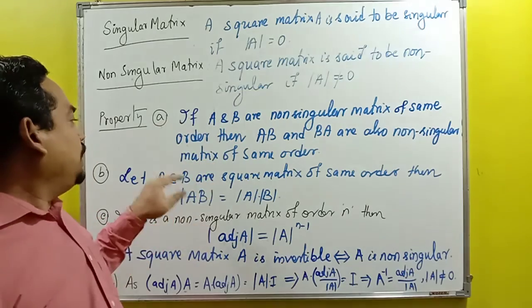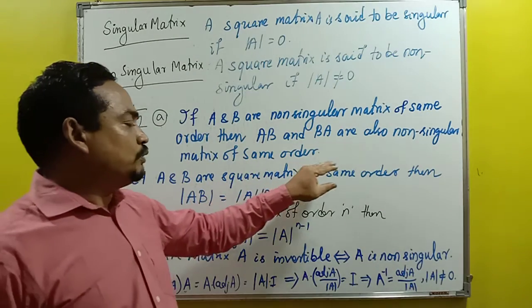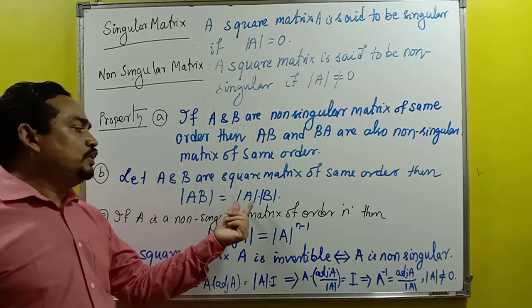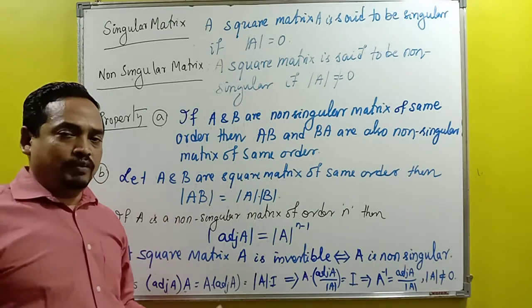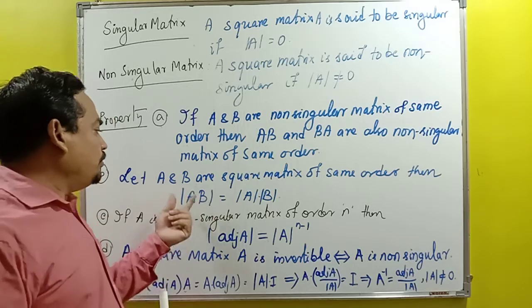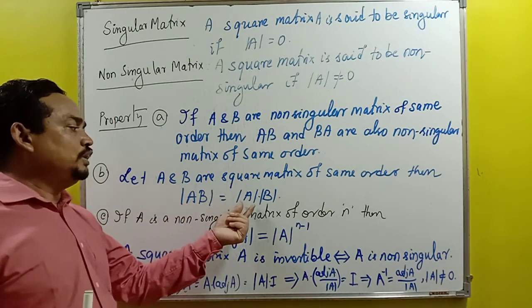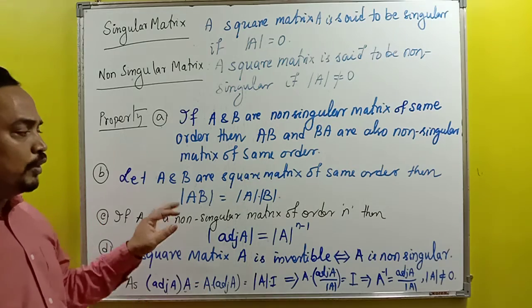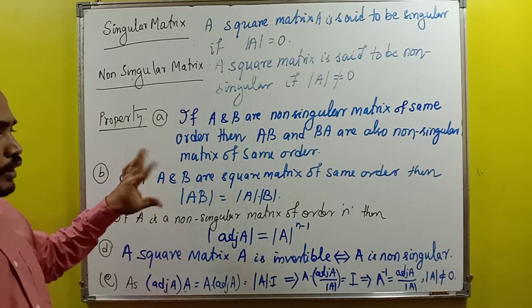Another property: if A and B are square matrices of the same order, then the determinant of their product AB is equal to determinant A into determinant B. Very important. Determinant of AB, their product, is equal to determinant A into determinant B. Generally students do not remember this. It is very important to remember this property.